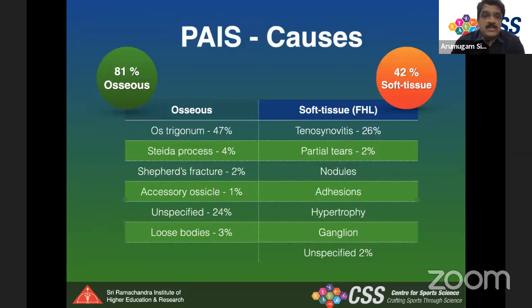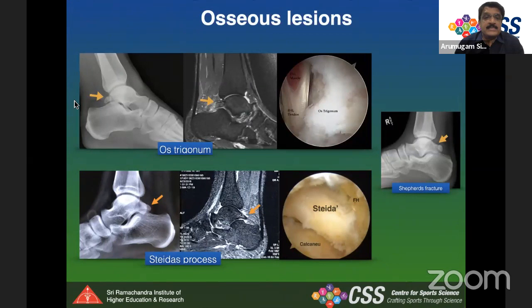And the causes could be osseous lesion or soft tissues. 80% is osseous, like os trigonum, Stieda process, Shepherd's fractures, or soft tissues, more like tenosynovitis, nodules, and so forth. And these are the examples, os trigonum and Stieda process. This can all be effectively treated arthroscopically.